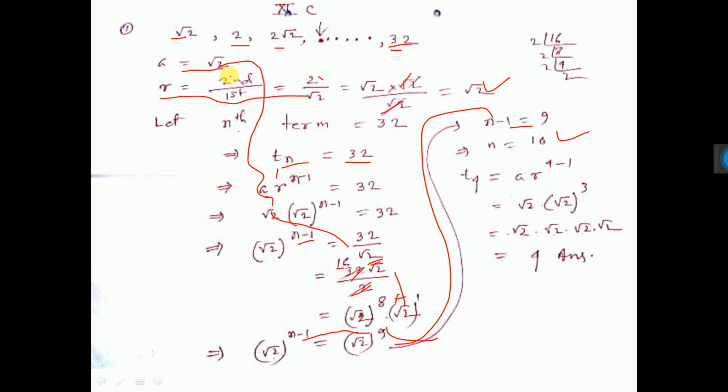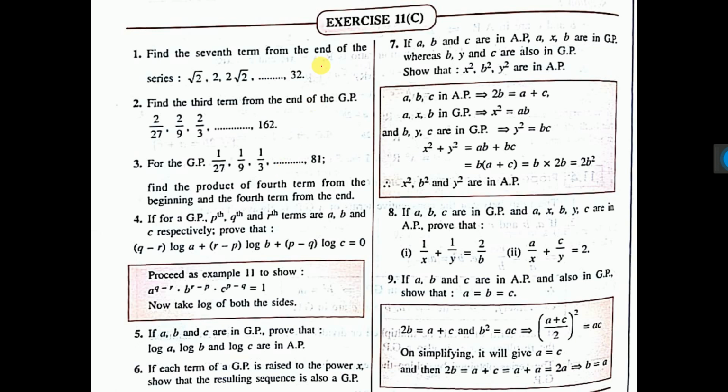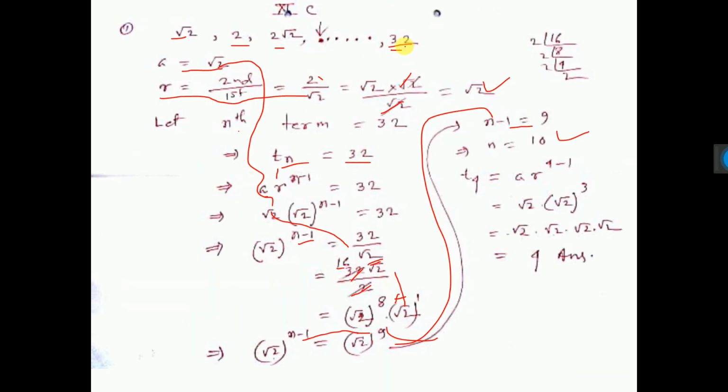Why? Because in the question it is told, find the seventh term from the end. Seventh term from the end. So count first, second, third, fourth, fifth, sixth. This is the seventh term. Now this seventh term from the beginning, which term? First, second, third, fourth. From the beginning it is the fourth term. That is why I am calculating T4.